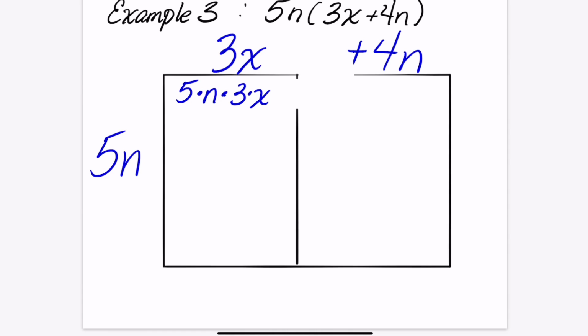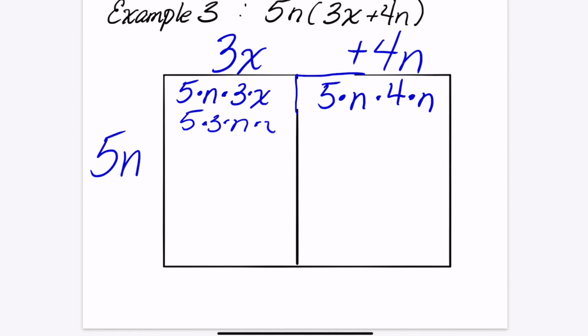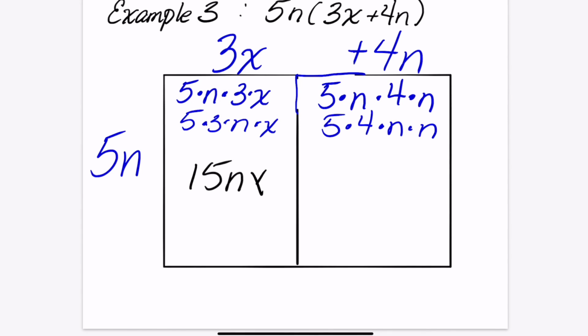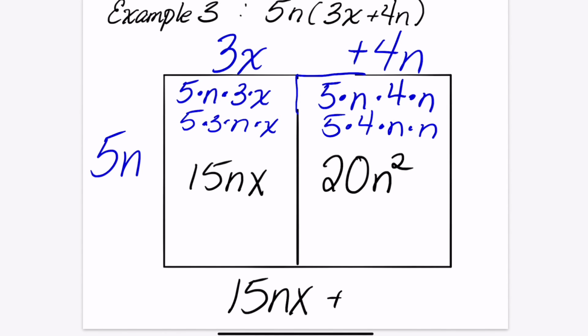And 5 times n times 4 times n in the other box. And again, I want to put things that are alike next to each other, so numbers next to each other. And now I can start doing some math work that comes out, it almost seems intuitive. You can see it a little faster. So I know 5 times 3 is 15, and it's just an n, and it's just an x. 5 times 4 makes 20, and n times n, n to the second power. So this simplifies to 15nx plus 20n to the second power.